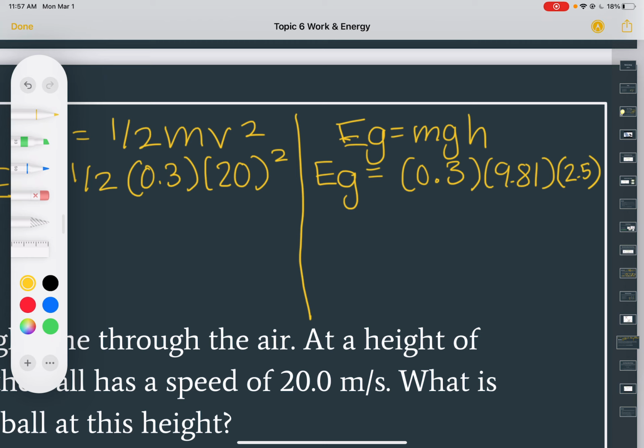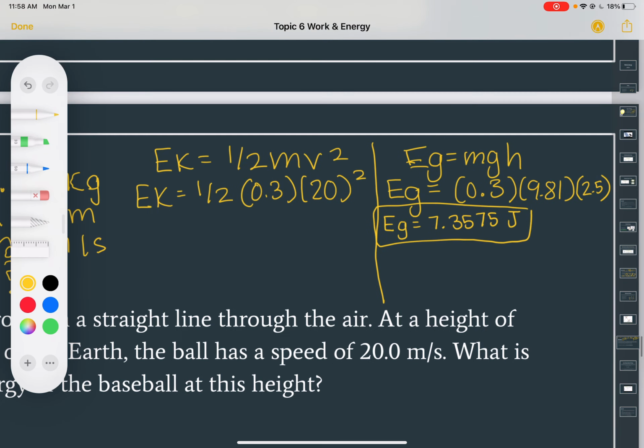I'm gonna do the gravitational potential just because I only have my phone with me. So we just need to multiply across, and we get an answer of 7.3575. That's joules. We don't want to round our answer yet because we're not done.